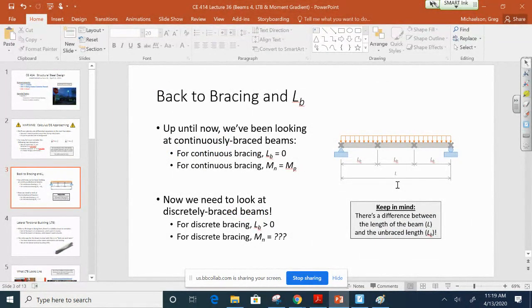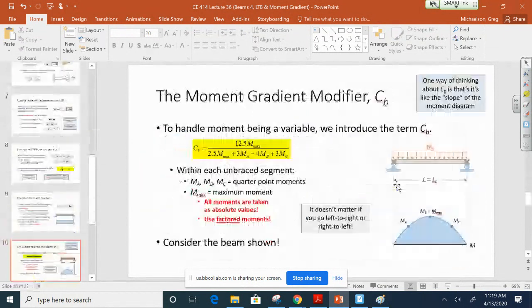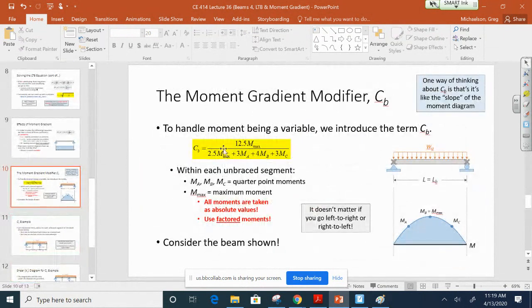So remember, there's a difference between L and L_b. This particular beam has 3 unbraced segments. There's a segment on the left, a segment in the middle, and a segment on the right. Each of those segments has an L_b value, but it also has a C_b value. C_b is the moment gradient within that segment, okay? Now, the way that you compute C_b is as follows. You use this formula here. It's a pretty straightforward plug and chug formula.